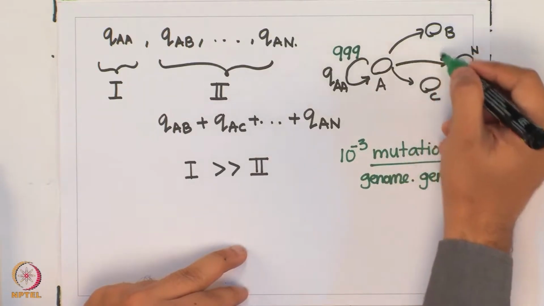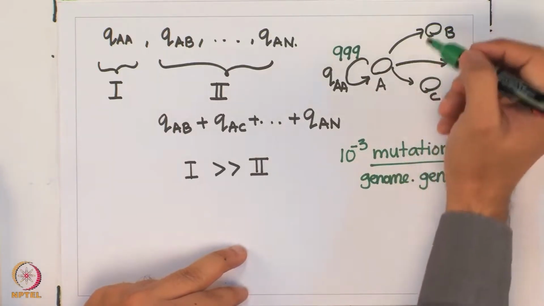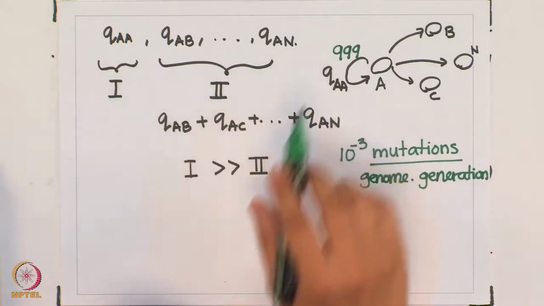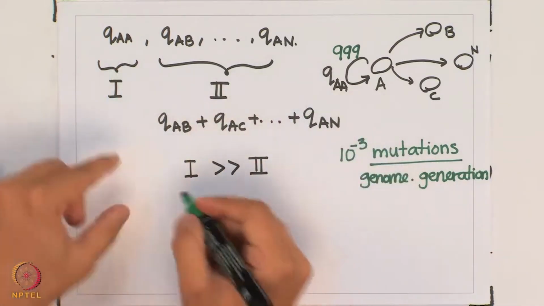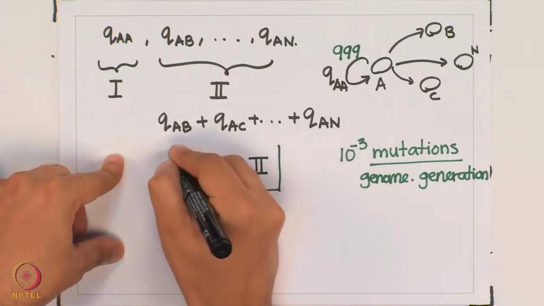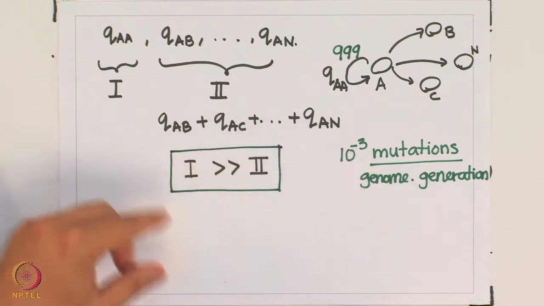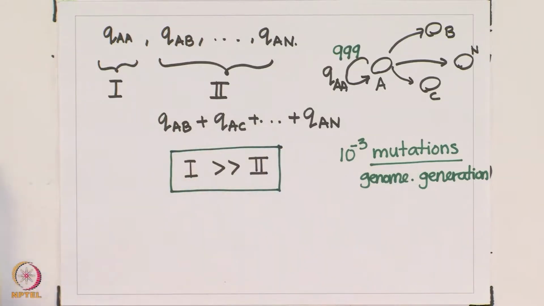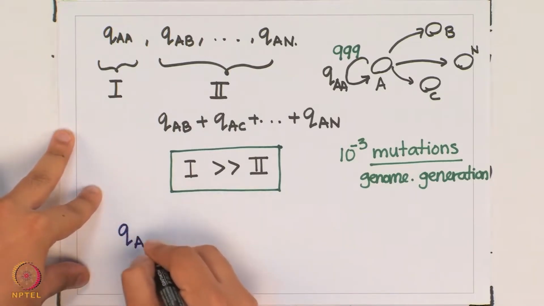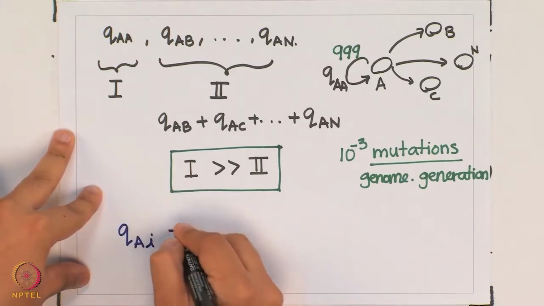Which one of those n-1 edges is something that we don't know because mutations happen randomly. It could be either one of the n-1 edges here, but the point is that these numbers are so skewed that quantity 1 is much bigger than quantity 2. That's something that's very important to realize. We should also realize that some quantities Q_AI may be equal to 0.